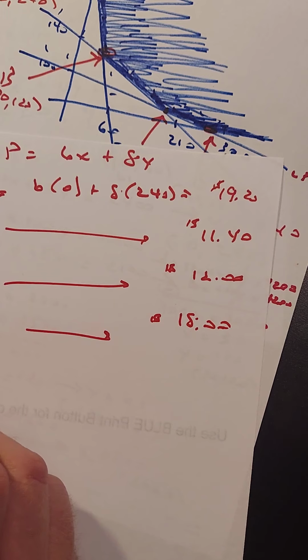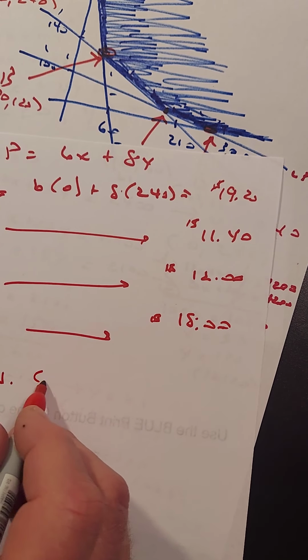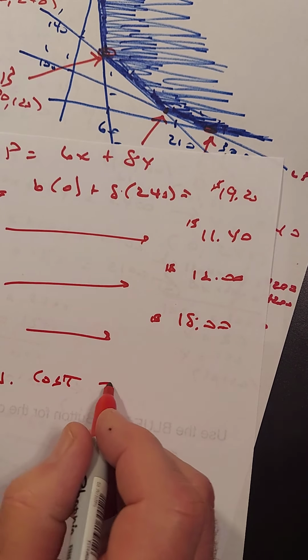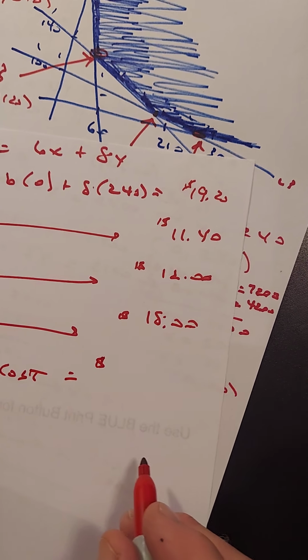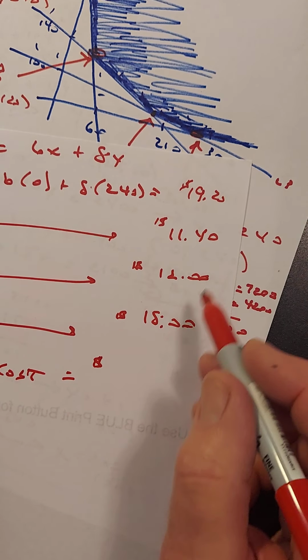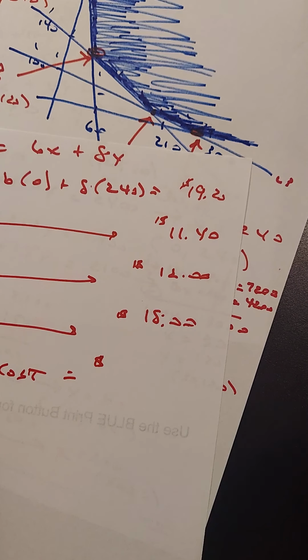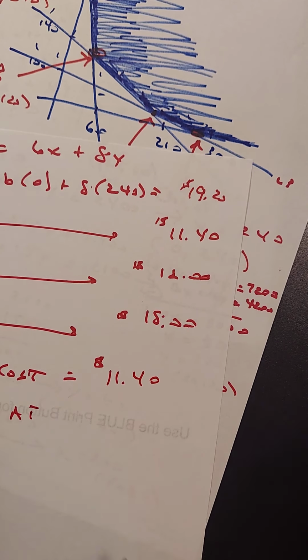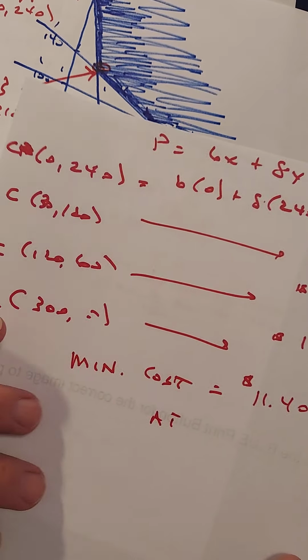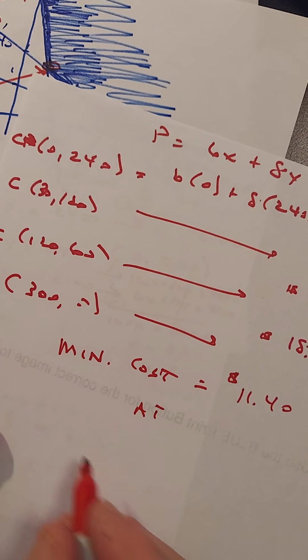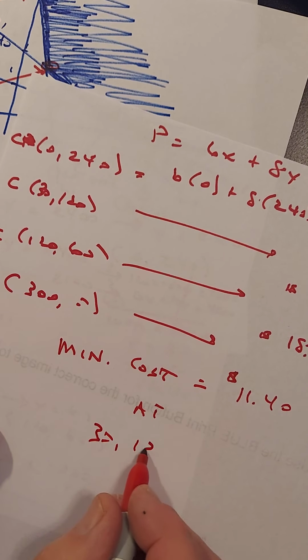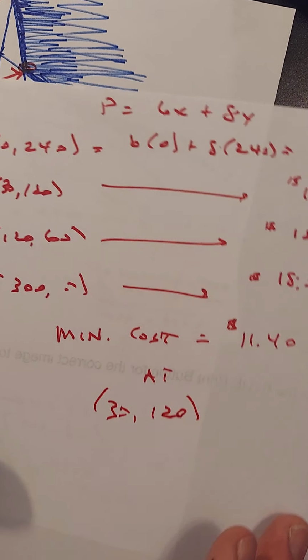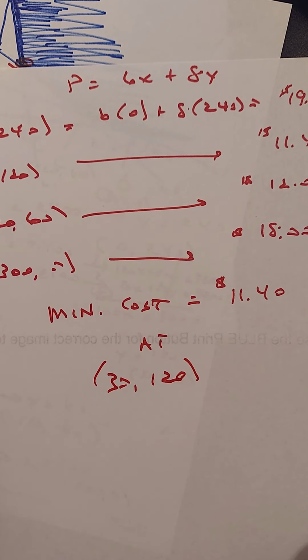Okay, we want minimum cost. It's maximum profit, minimum cost. So again, all you're going to do is look for the smallest number up here. It looks like that's going to be this guy right here, 11.40. We got that at 30, 120. So you could say that would be 30 of the brand A tablets and 120 of the brand B.